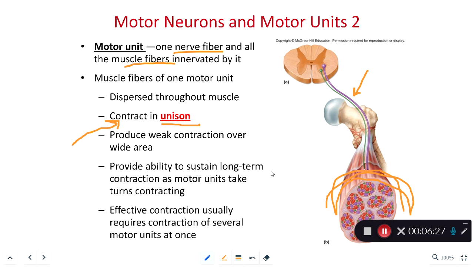Think about the muscles associated with posture, or maybe you're carrying a gallon of milk from the grocery store and you're walking a couple blocks to take it home. You need to be able to contract your muscles for long periods of time. And to do that, oftentimes, we alternate from one motor unit to another motor unit within the same muscle, to maintain the same amount of tension within that muscle.